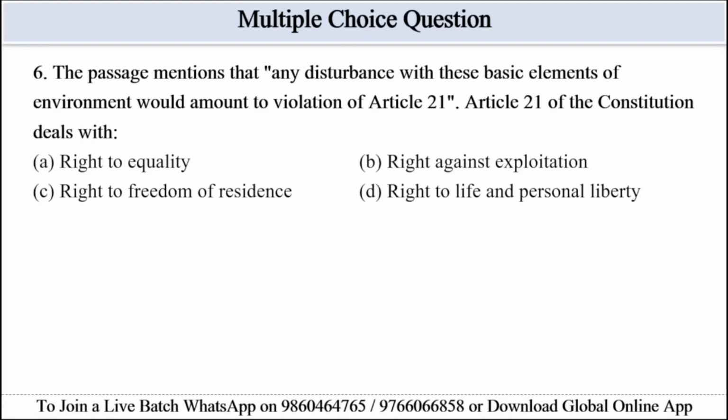So right to equality is as per Article 14 of the Indian Constitution. Exploitation is related to Articles 23 and 24. Freedom of residence is related to Article 19(1)(e), and right to life and personal liberty is related to Article 21. So option D, right to life and personal liberty, will be the correct answer.